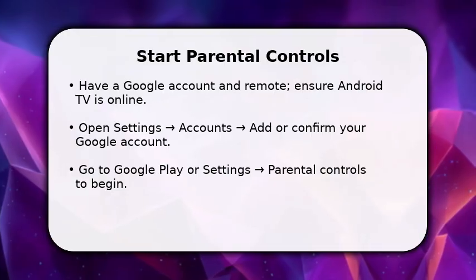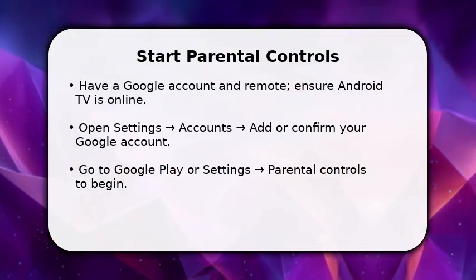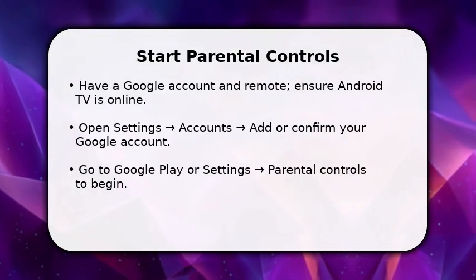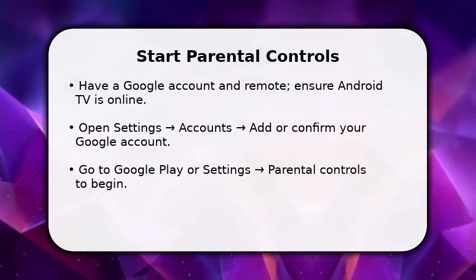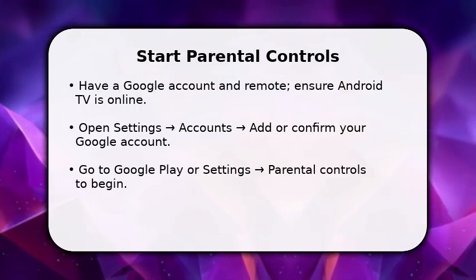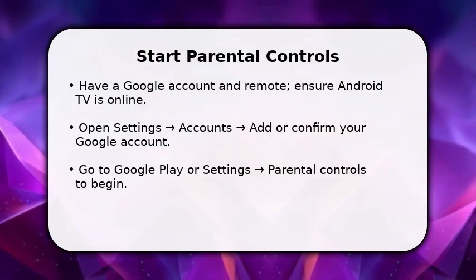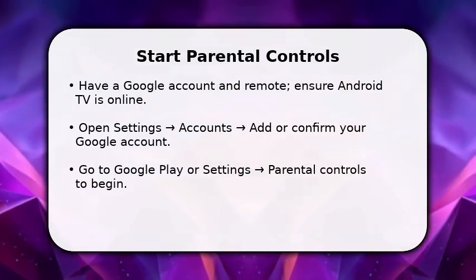Next, move into Google Play or the System Parental Controls menu to begin. Make sure to enable the master toggle. This starts the protection process. You'll see options for device-wide or app-level controls. Choose device-wide to centralize restrictions and continue to set limits.